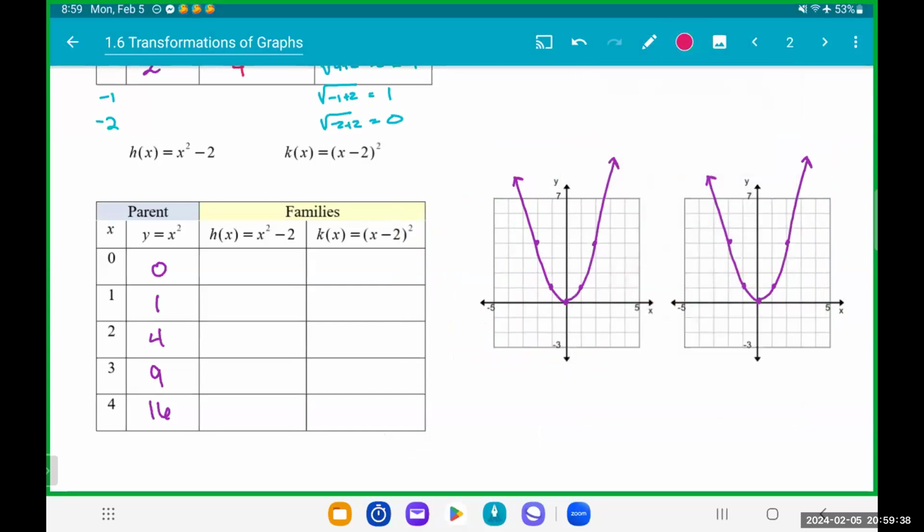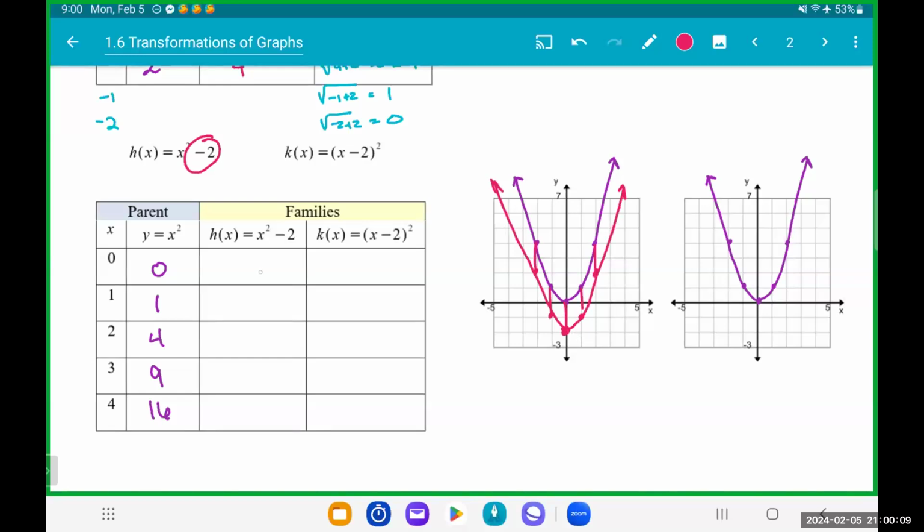Our pink, so first, if we're minusing, that's just saying I'm going to shift everything down 2 units. So here, here, here, here, here. So my new graph is going to look something like this. So let's plug in those values.